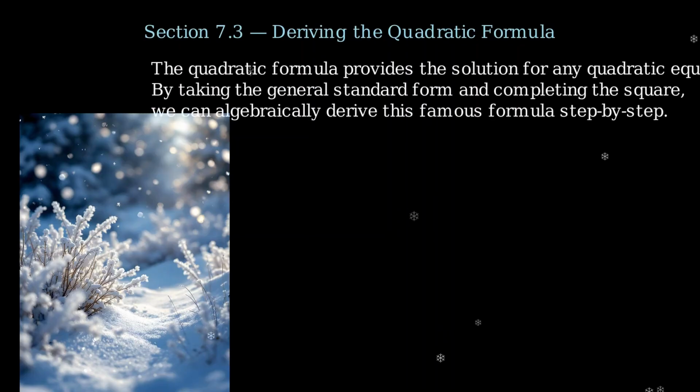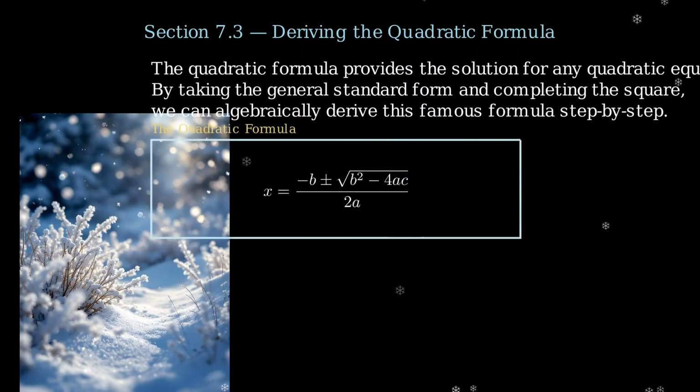The quadratic formula solves any quadratic equation in standard form. The solutions to the equation ax squared plus bx plus c equals 0 are given by x equals negative b plus or minus the square root of b squared minus 4ac, all over 2a. We can derive this powerful formula by applying the method of completing the square.